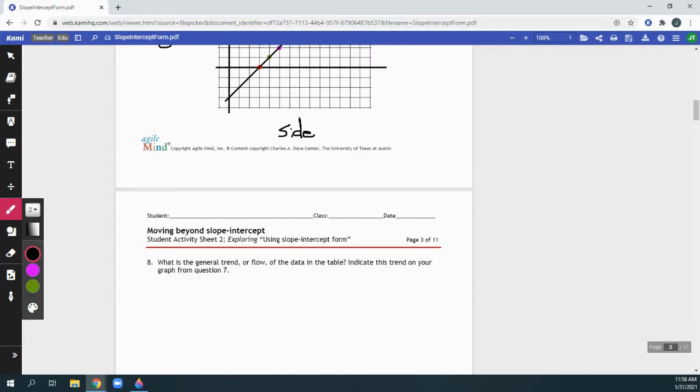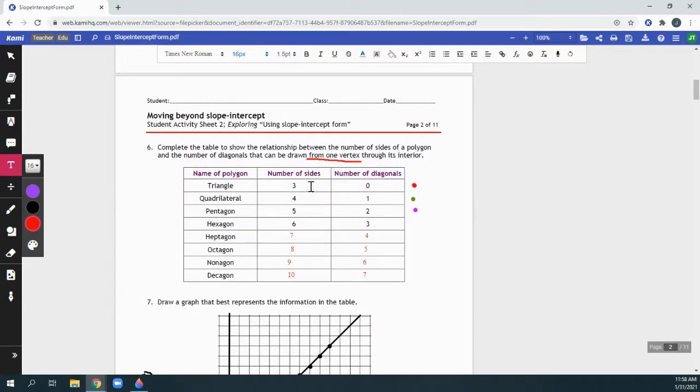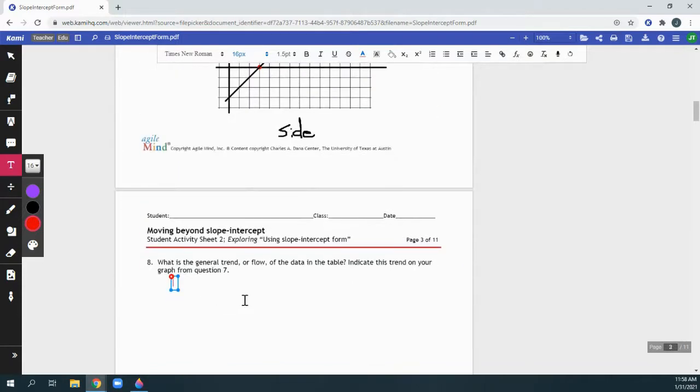Okay, so what we're going to say is, here's a trend you probably noticed. When this goes up by 1, that goes up by 1. Number of sides goes up by 1, the number of diagonals goes up by 1. So we'll say that when the number of sides increases by 1, so does the number of diagonals from one vertex of the shape.